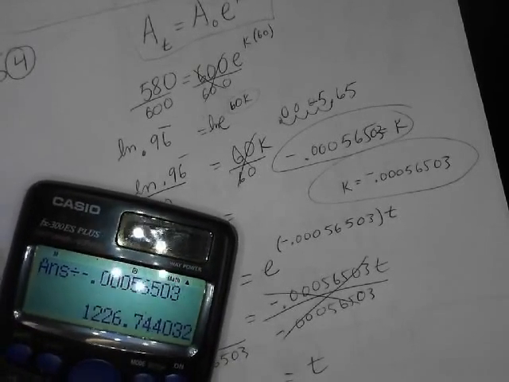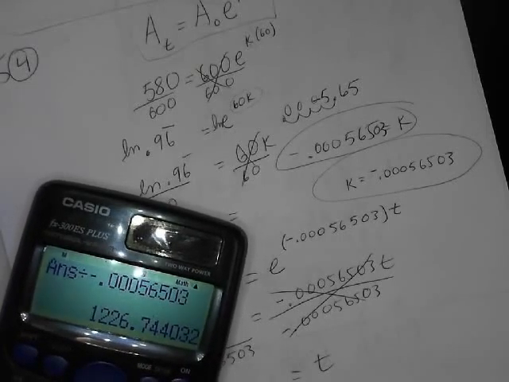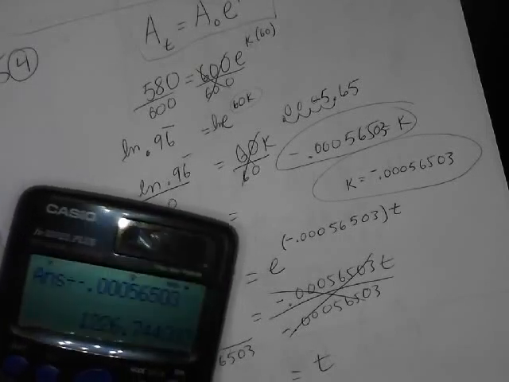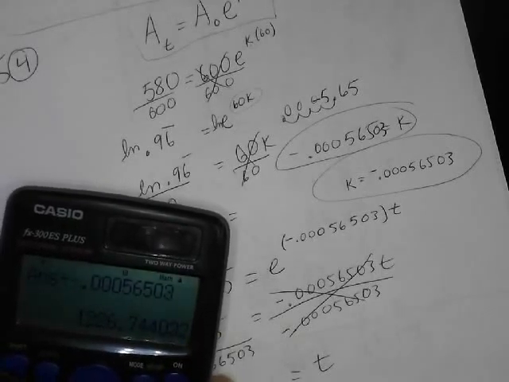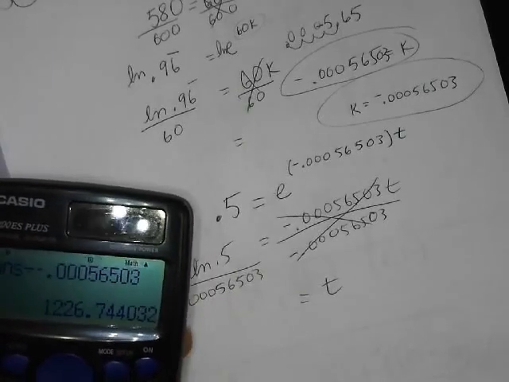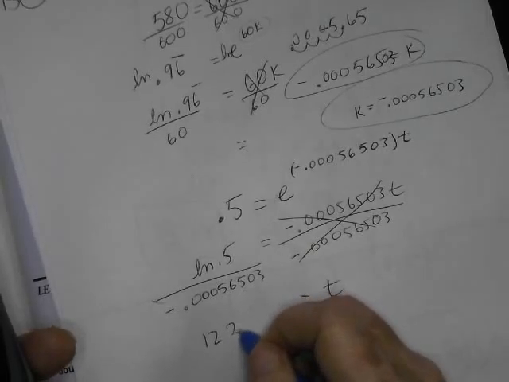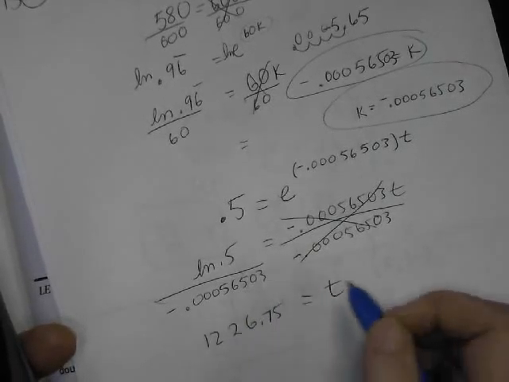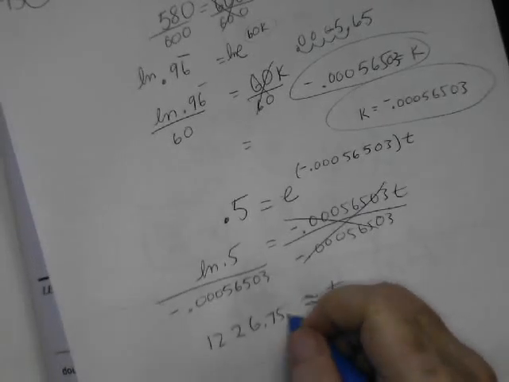That was number 4. They said 1,226.75. Mine doesn't round exactly to 75 because it's got 44, but you can just make it round like the book. Were they minutes in the beginning? Okay, minutes. That was nice.